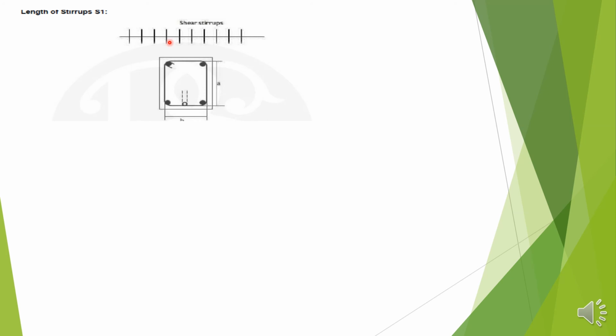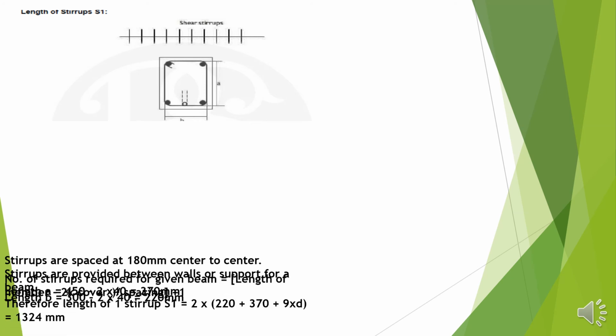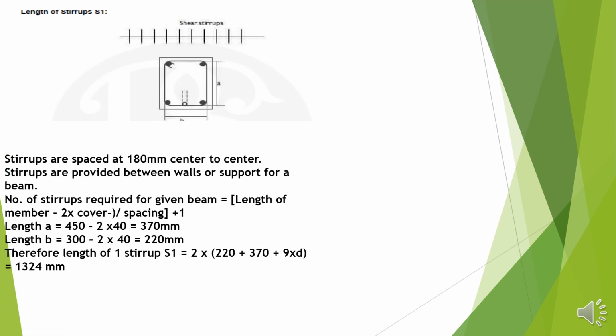Length of the stirrups. Here you can see the stirrups at every center to center. This is the way the stirrups have been worked out. Stirrups are placed at 180 mm center to center. Stirrups are provided between walls or supports of a beam. Number of stirrups required for a given beam is length of member minus 2 into cover divided by spacing plus 1.